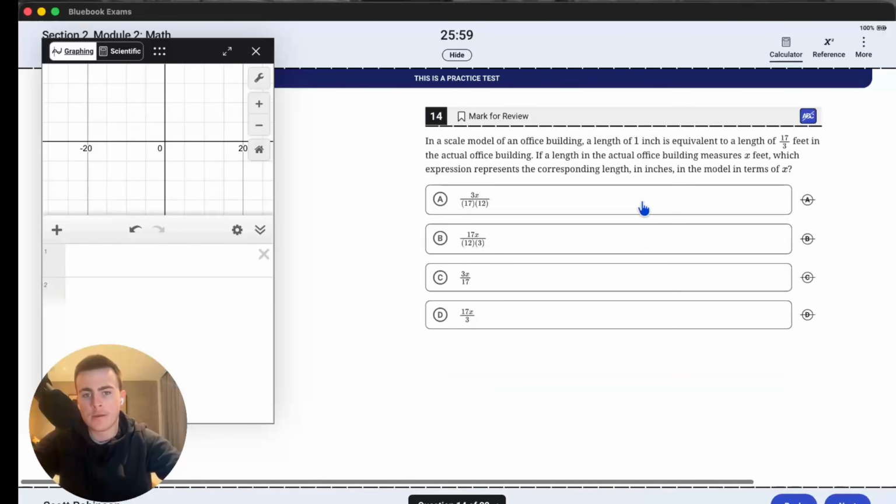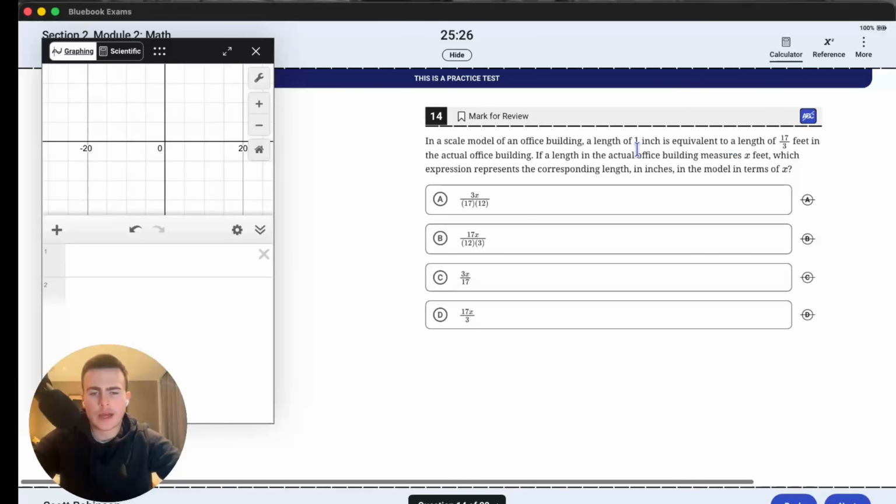Yeah. In the scale model of an office building, a length of 1 inch is equivalent to a length of 17/3 feet in the actual one. If a length in the actual building measures x feet, which expression represents the corresponding length in inches of the model in terms of x? Oh, this is pretty simple. So these are all your length in the actual building in terms of x.